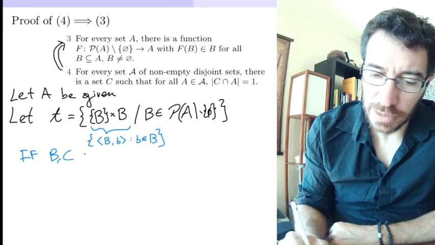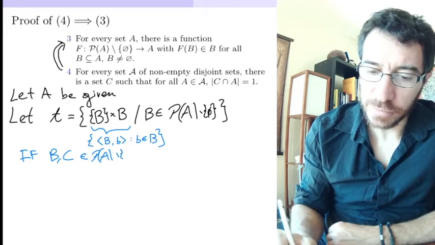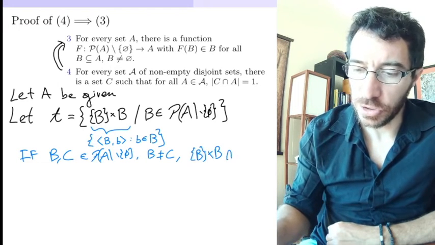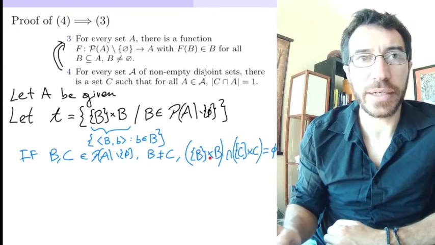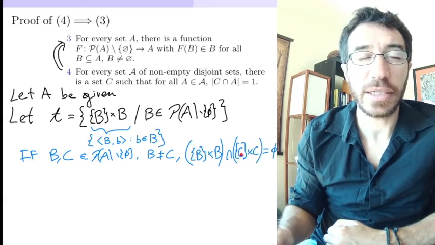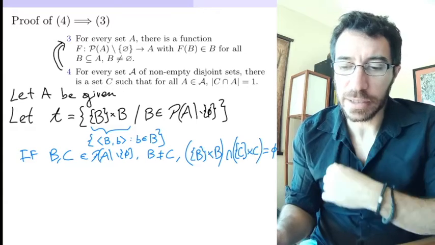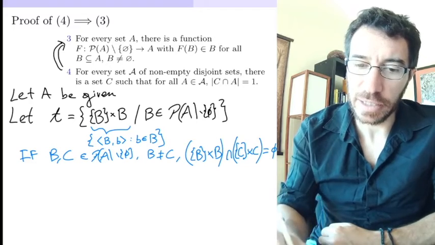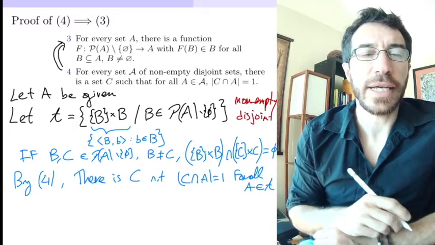if B and C are subsets of A that are not empty, and they are different, then (B cross B) intersection (C cross C) is empty. Because all the elements here are pairs where the first coordinate is B, and all the elements there are pairs where the first coordinate is C. So they have different pairs. But in this one, if you ignore the first coordinate, we essentially have B, and in this one, if you ignore the first coordinate, we essentially have C. So now all these sets are disjoint. So now we can apply 4, which intersects each of these in one element.